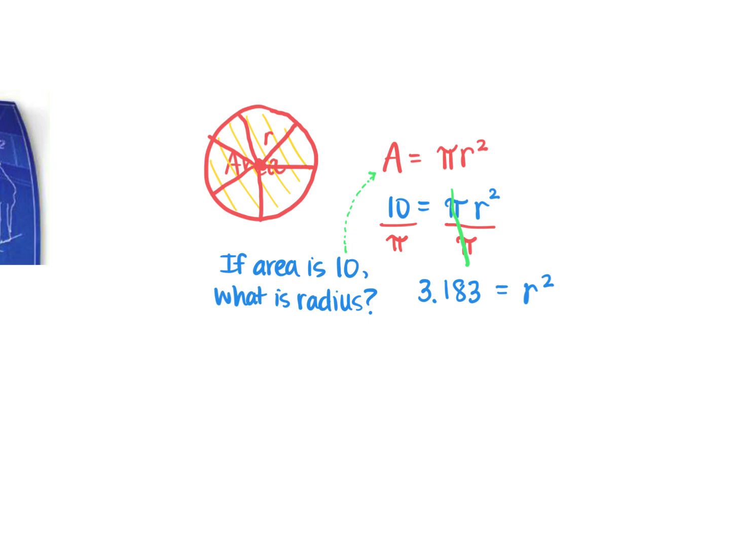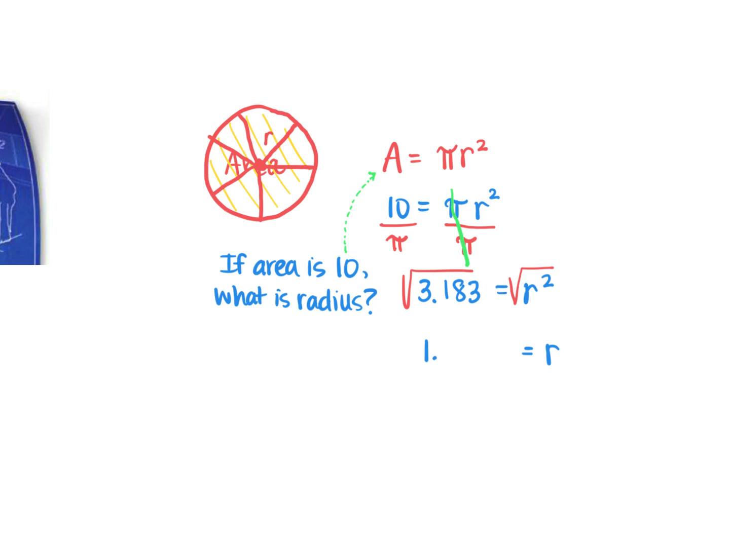So we got rid of the pi using division. Now we want to square root on both sides so that we can cancel out the square and get r by itself. So now we're going to have to use the square root button around 3.183. So you should have your square root button and then type square root of 3.183.